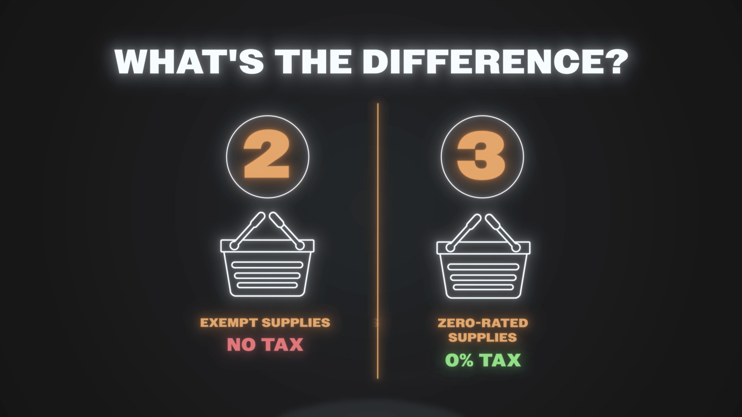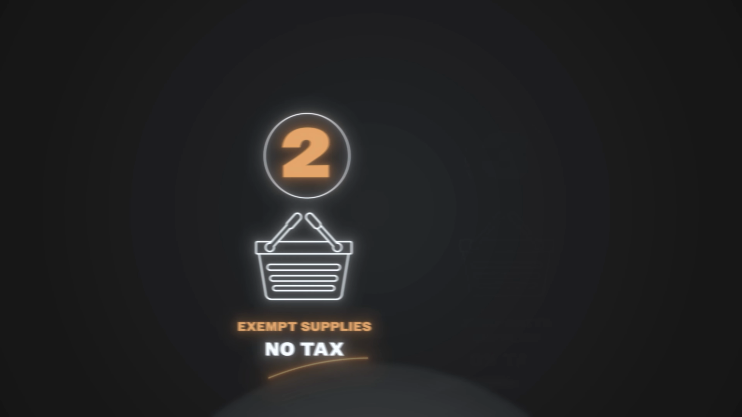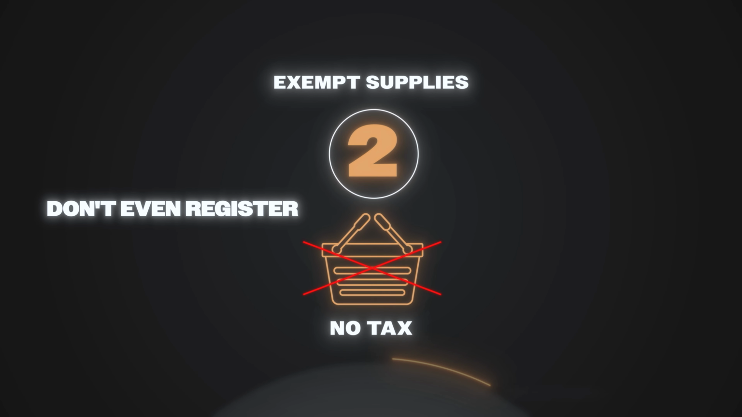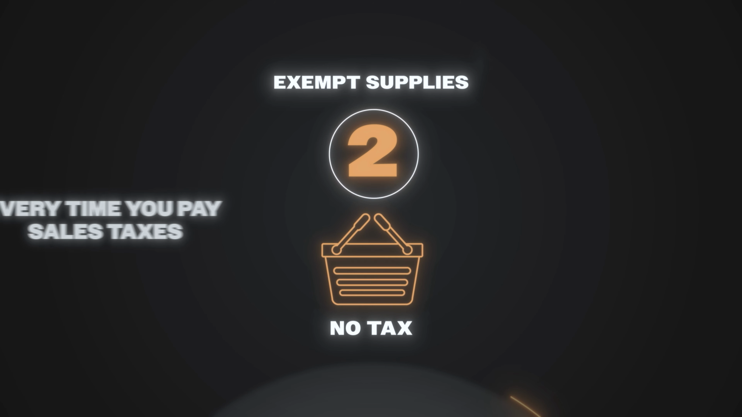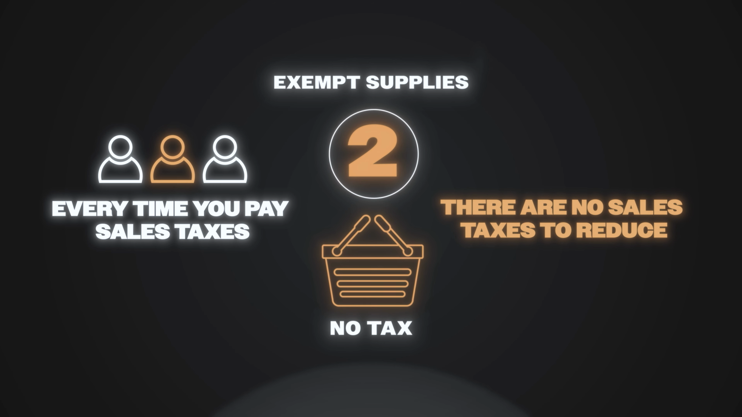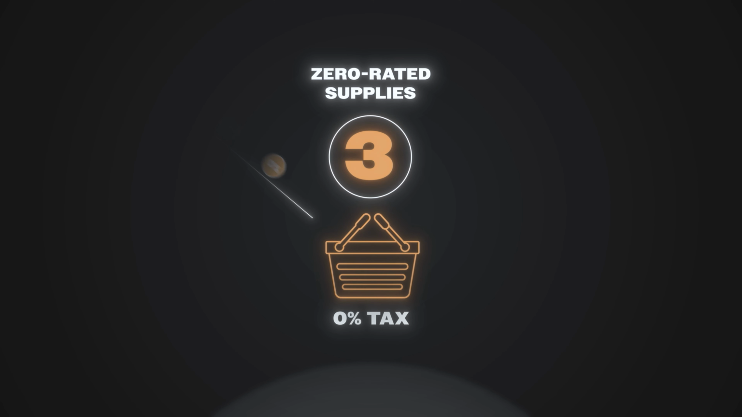Now, let's go back to the main difference between zero-rated and exempt sales. If you only sell exempt supplies, you generally don't even register for a GST HST account. There's no sales tax bucket, which means that every time you pay sales taxes to others, there are no sales taxes to reduce. But if you sell zero-rated services or products, you do have a sales tax bucket. You just don't add anything to it when you make a sale.